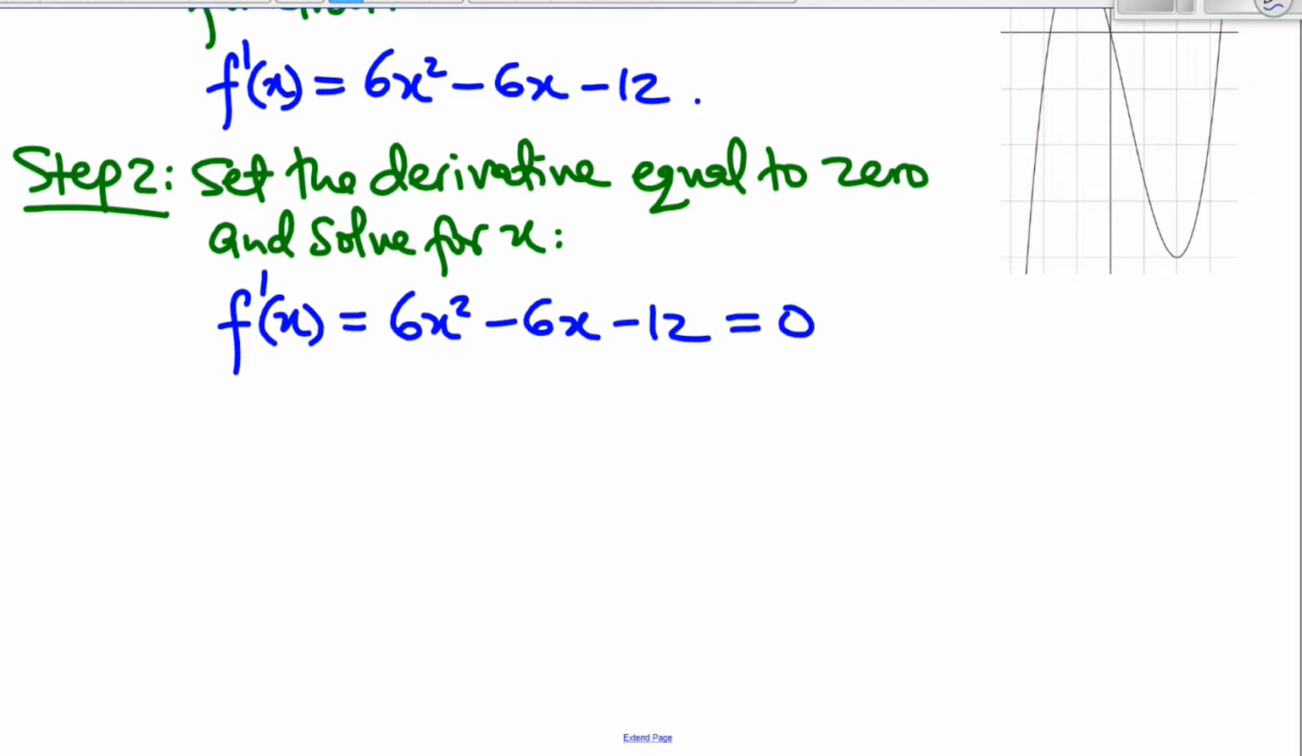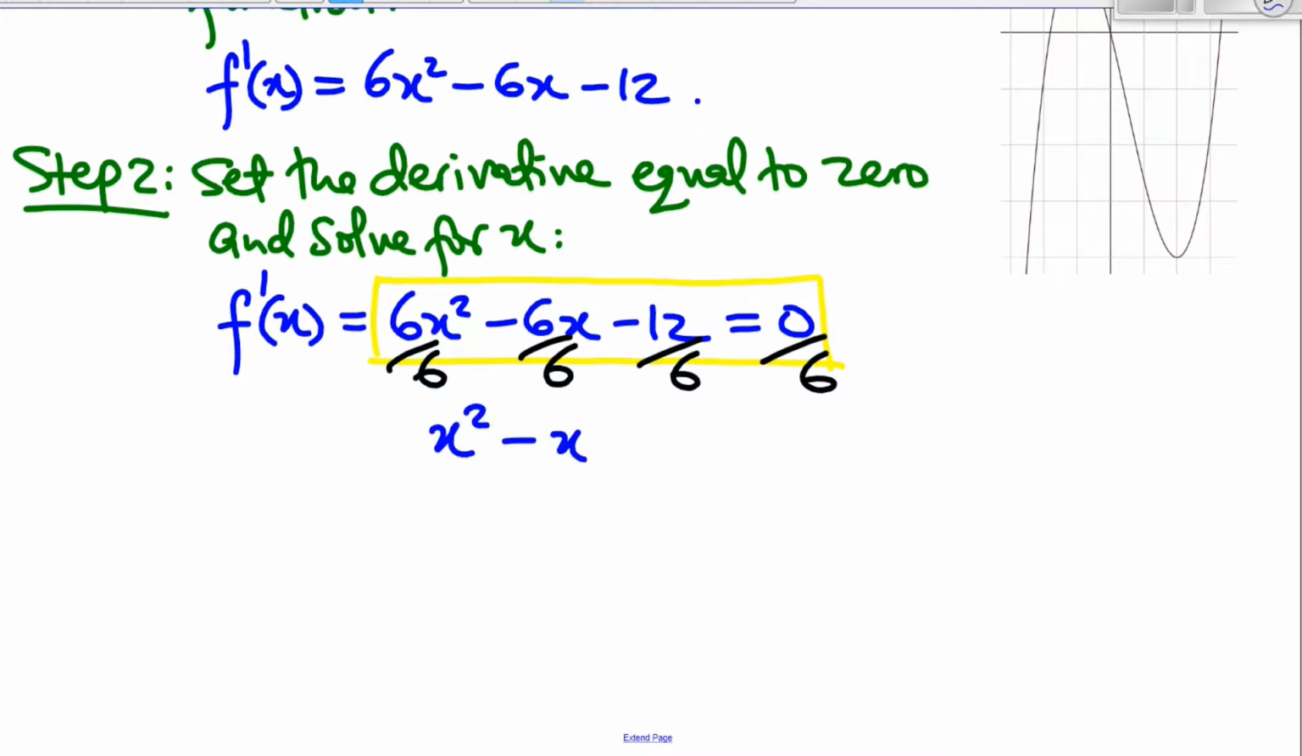Now we need to solve for x. If you consider this bit here, that's the equation you're going to solve. The first step is we can divide each of these terms by 6. If we divide each term by 6, we end up with x squared minus x minus 2 equals 0.